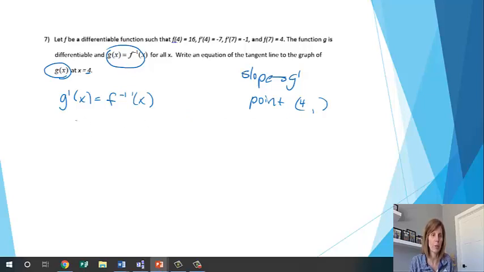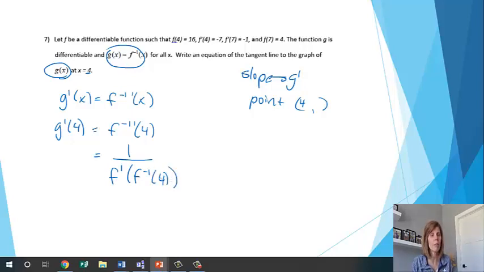Okay, so I'm going to write this formula. The first thing that I want to find is the slope at 4. I'm going to write my formula like we've been doing for all the other problems: 1 over f prime of f inverse of 4.